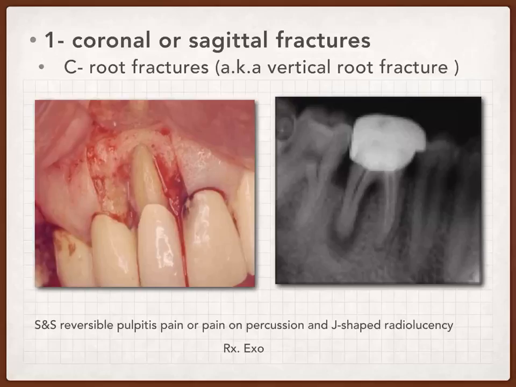You either do an amputation if it is a multi-rooted tooth and you have fractured one of the roots, or a hemisection if it is a lower six, amputation if it is an upper six or any upper molar, and if it is a single rooted tooth, it should be extracted.